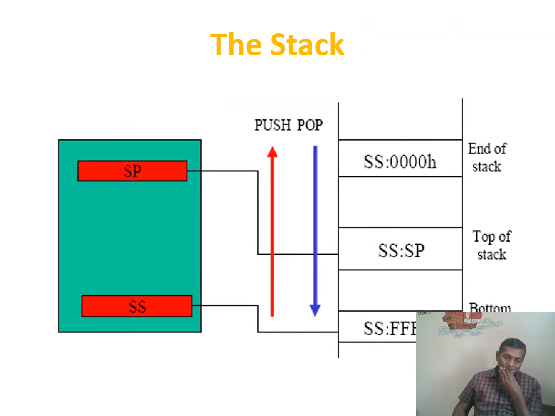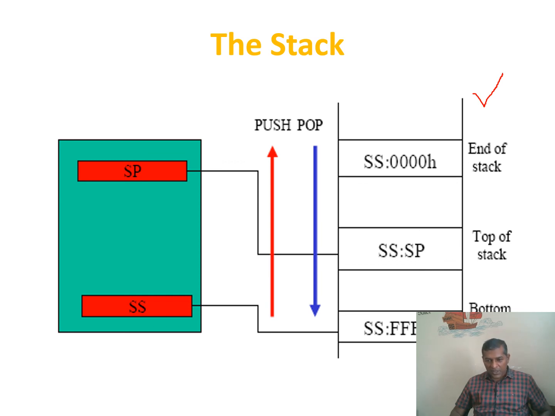Now let us look at the stack pointer and stack segment. As I said, the stack segment is nothing but a memory, and in this memory we have a stack. Let's assume 0000 is the end of the stack, and this is the bottom of the stack, say FFFFFH. This is the top of the stack. This is how we push the contents. We keep pushing the contents one after another, and whenever we want, we pop out the contents.